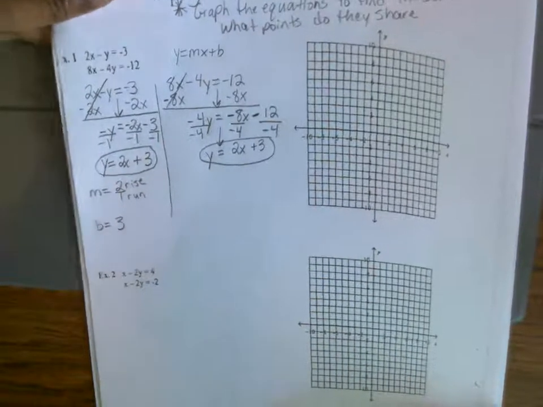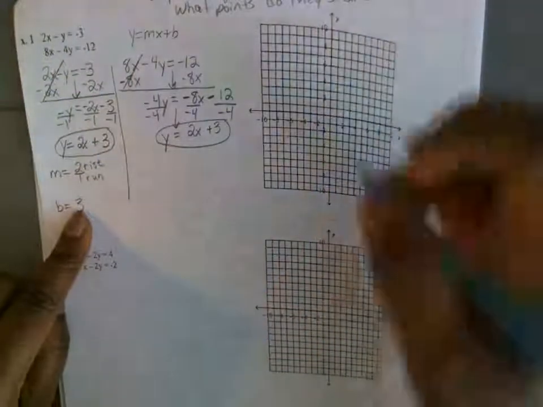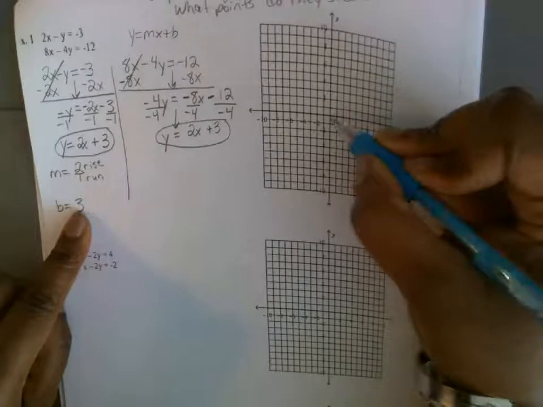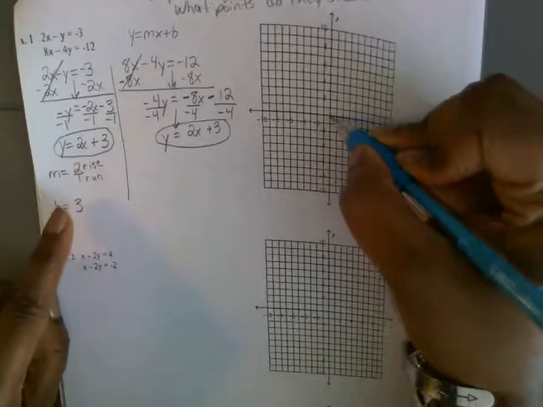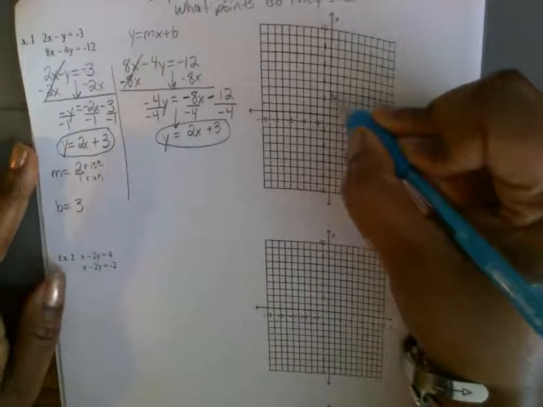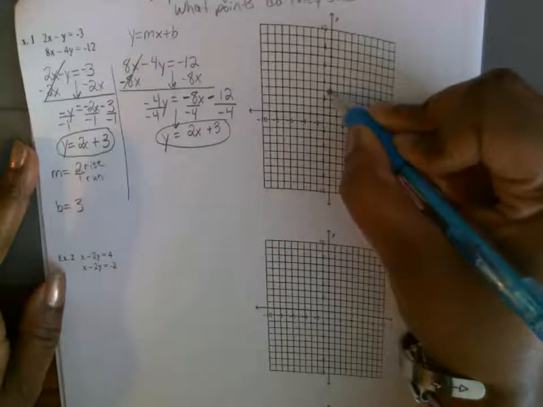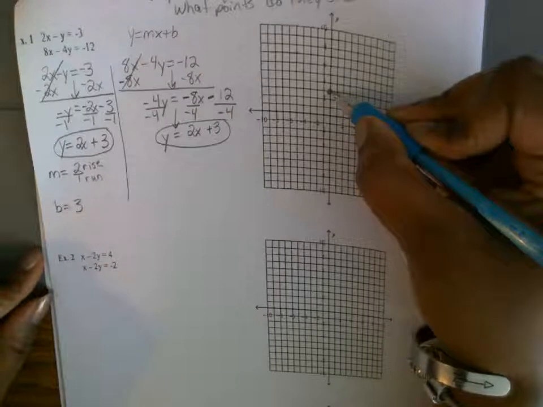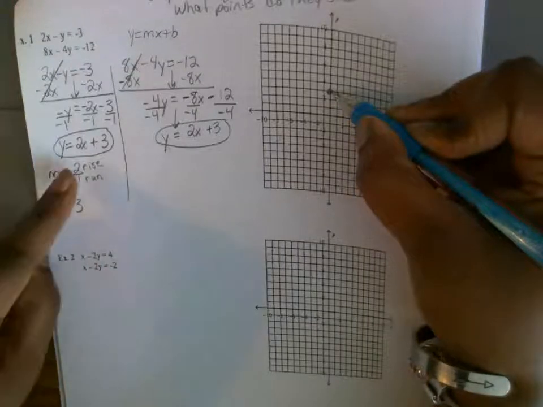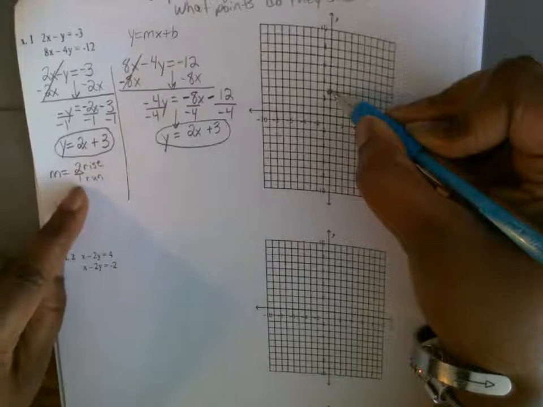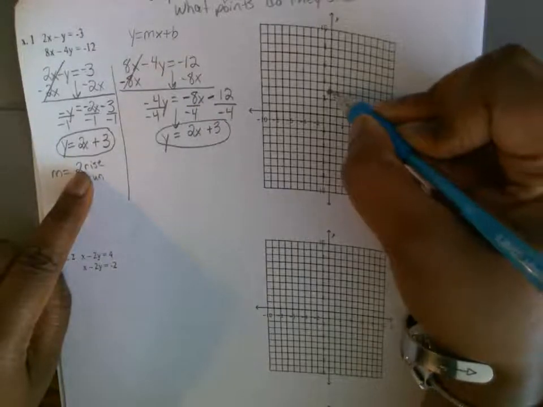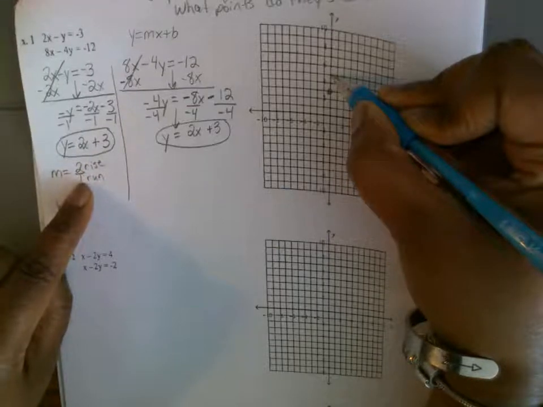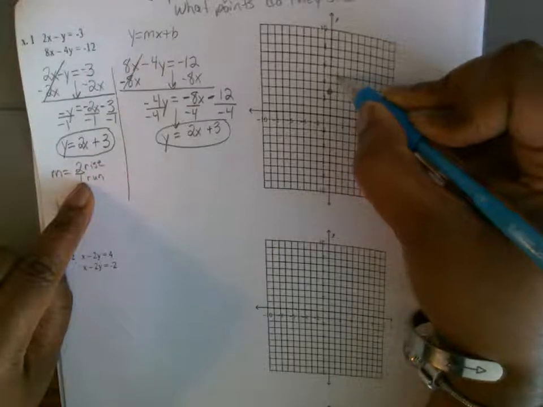So now we're going to find positive 3 on the y-axis. This is the y-axis here. I'm going to start here at the origin, and I'm going to find positive 3 by going up 1, 2, 3. This is where I start. This is my y-intercept. Then I'm going to use my slope. Positive 2 is rise, so I go up 2, 1, 2. And positive 1 is run, so I go to the right 1.